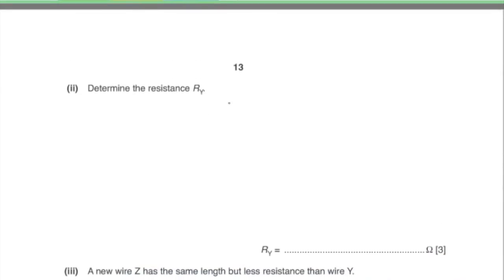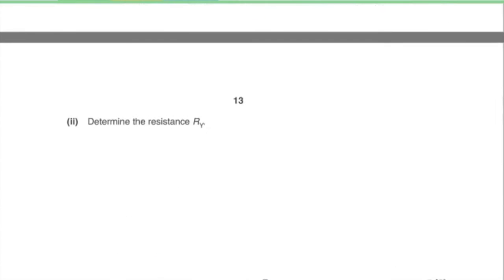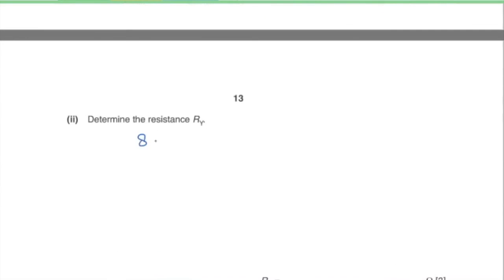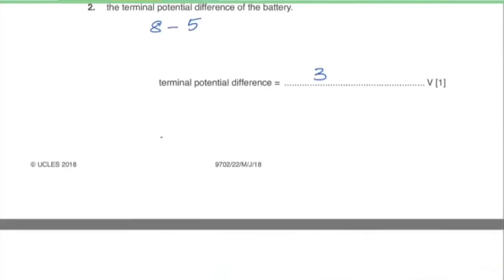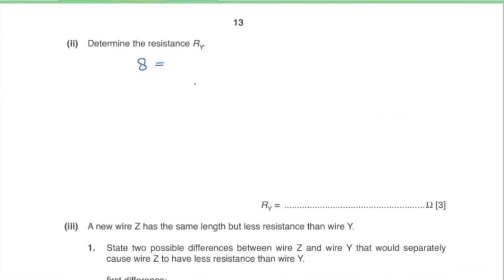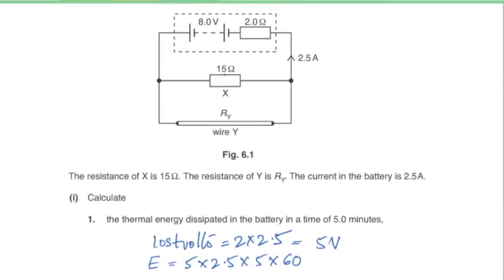But to determine the resistance Ry, we use Kirchhoff's second law, which is related to conservation of energy. It states that EMF is equal to the sum of PDs across loops plus the lost volts. So the EMF of the battery is 8 volts. This is equal to the lost volts, which is 2 into 2.5, that's 5 volts, plus the PD across resistor X and the PD across Y.